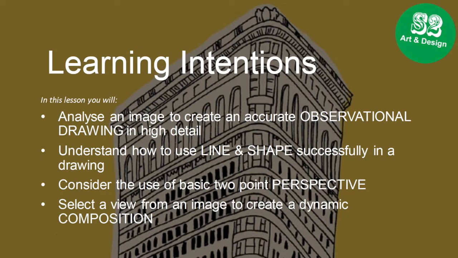So first of all, in this lesson we're going to continue to work on our observational drawing. We're continuing the drawing that you started in Lesson 4. The idea of today is that you understand how to use line and shape successfully, and also to consider perspective in your work as you select a dynamic composition and continue to work on it.